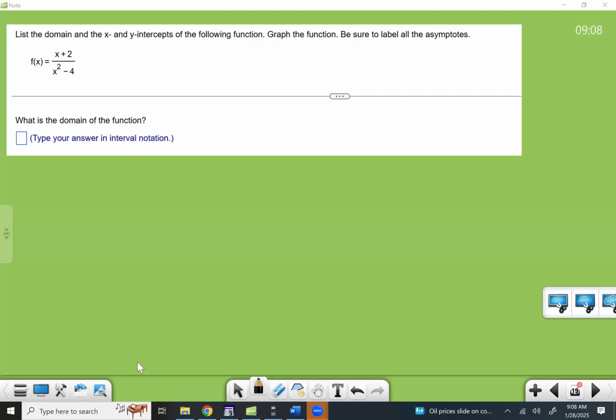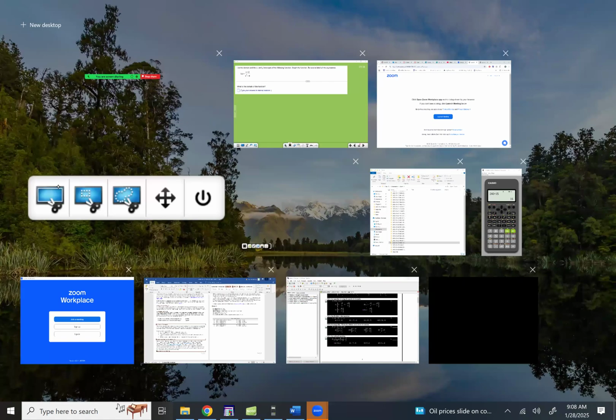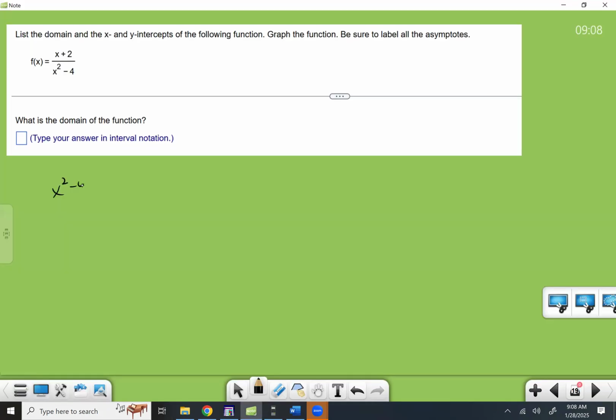All right, let's take a look at number 17. So the very first question says to find the domain. That means we're going to have to set the denominator equal to 0. Now, normally I would add the 4 over and square root, but I'm noticing that factoring this difference of squares is going to be helpful for further questions.